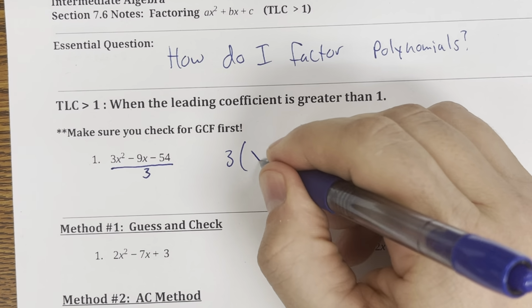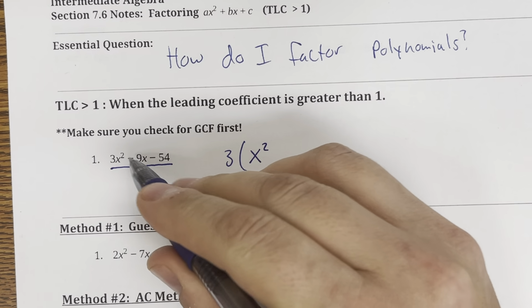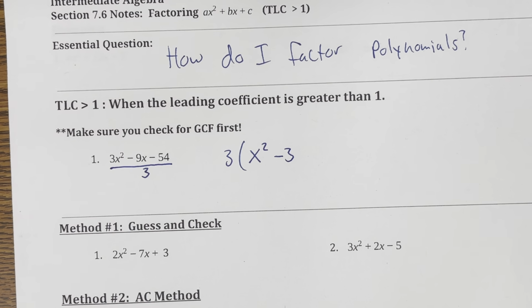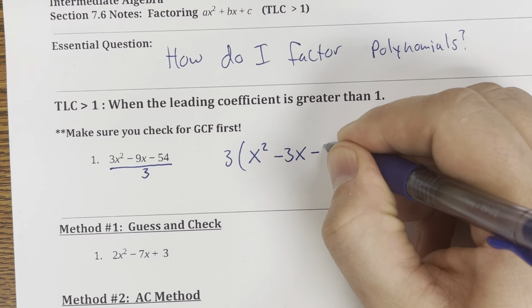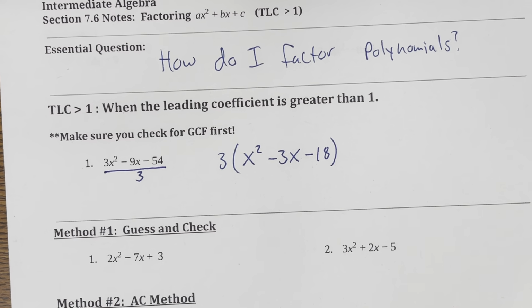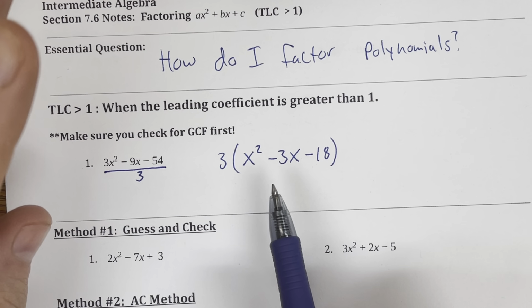3 divided by 3 just gets me my x squared. Negative 9 divided by 3 is negative 3. And 54 divided by 3 is 18, and I have a minus 18. Now from there, we could go along and factor this a little bit further, but that's going to be for a later day. So this was just a little warm-up question.